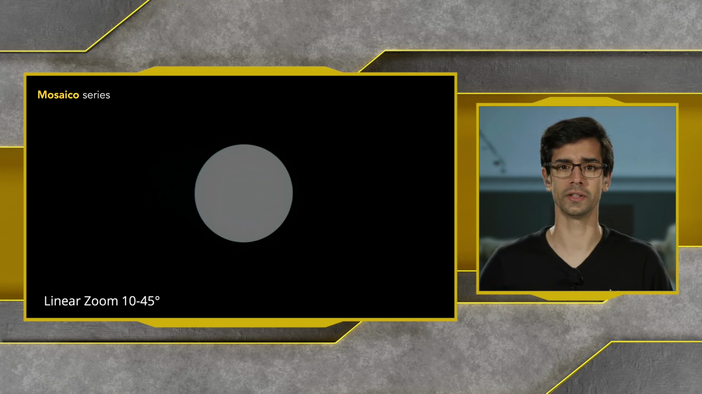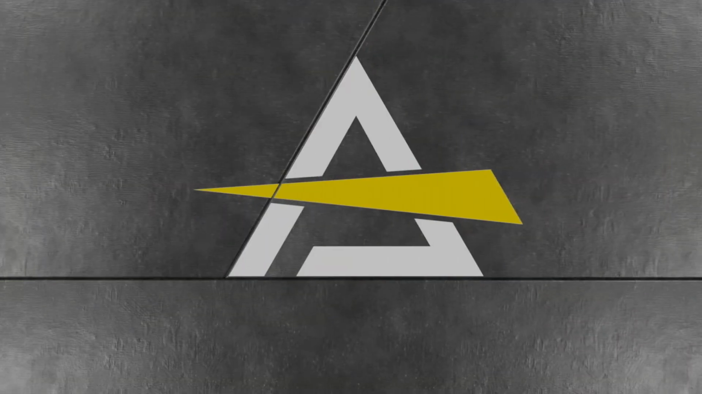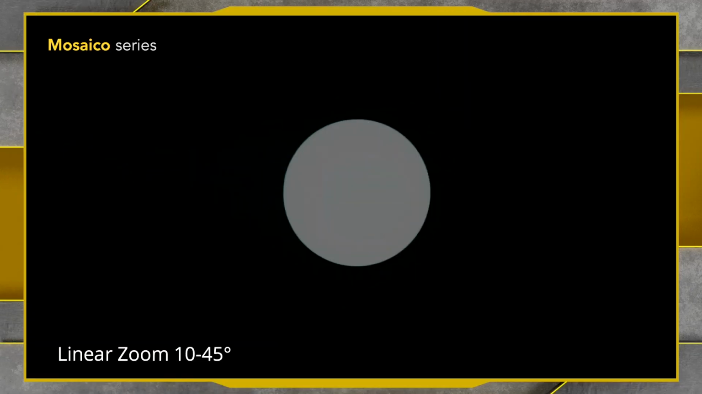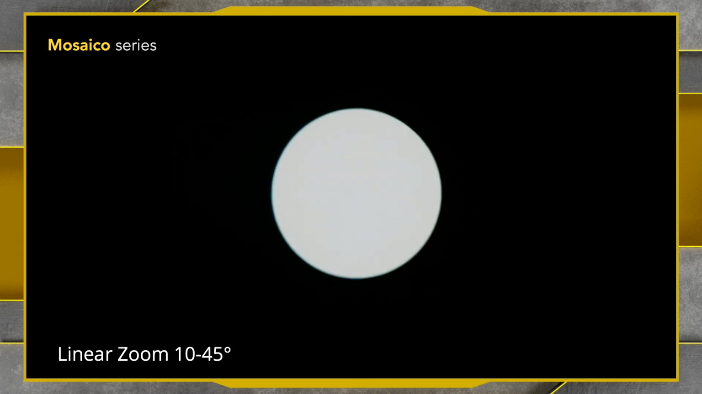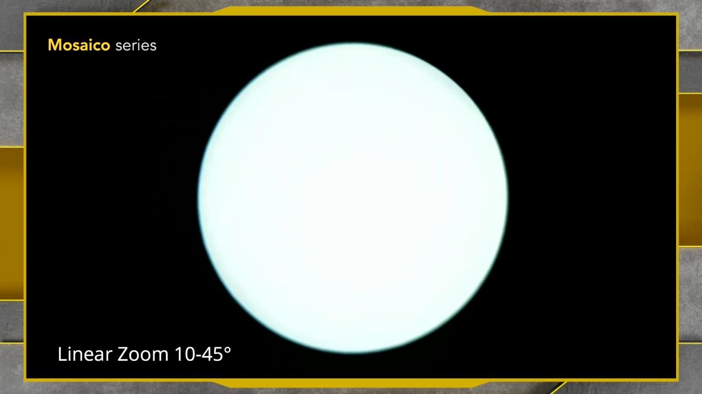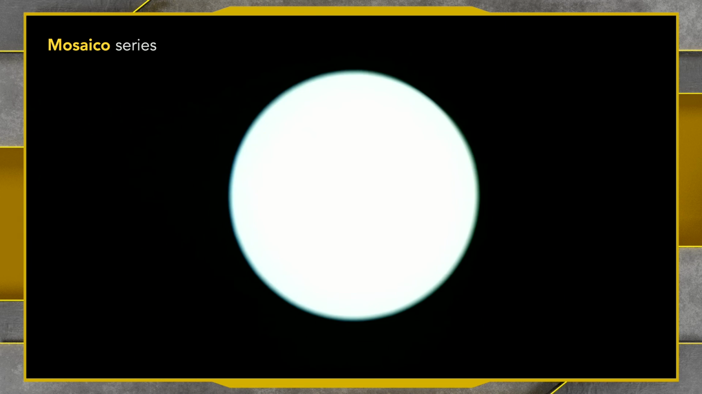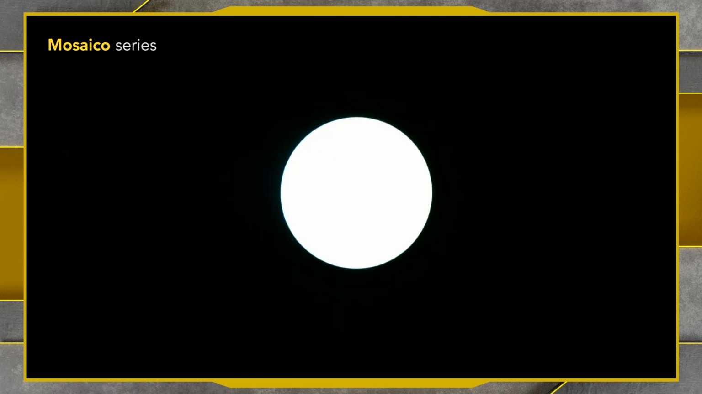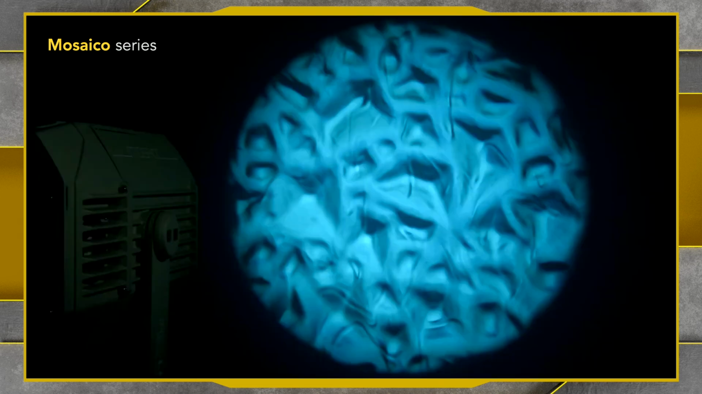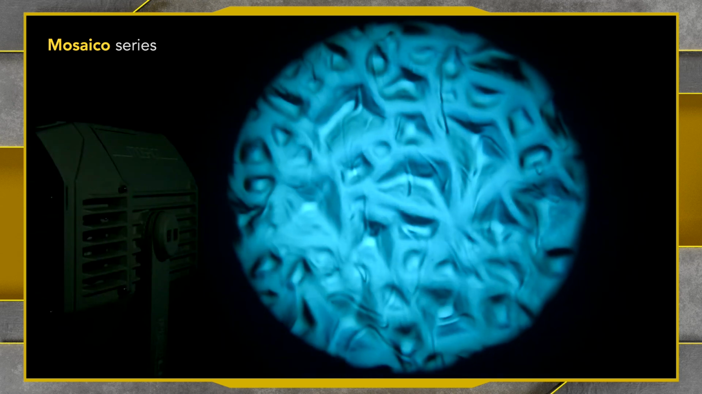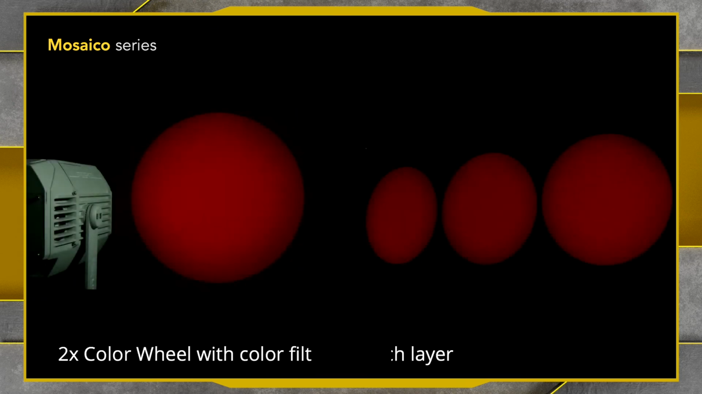Let's look a little bit at the zoom features. This is an example from the Mosaico, the linear zoom from 10 degrees to 45 degrees. As you can see here in the video, it's a very smooth zoom range. And then on the Mosaico feature, we can see here the animation wheel.